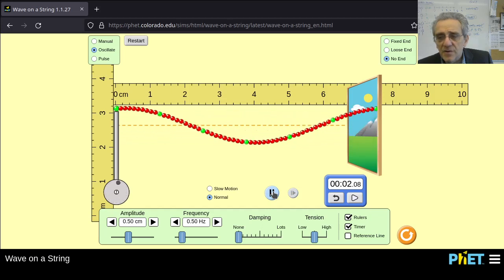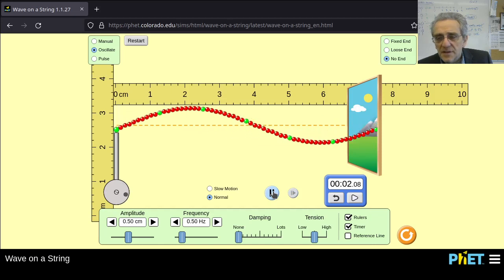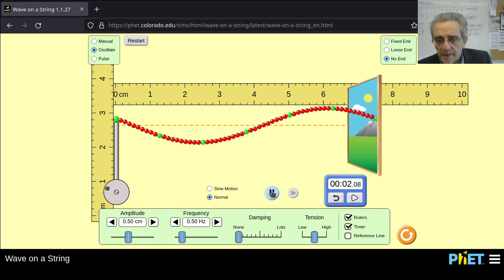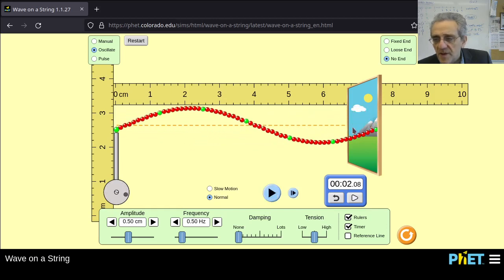And now, let's freeze it again. And you can see there's our full wavelength, and unfortunately it's just past 7. If this is 6, maybe 7 is about here, it's past that. So 3.8 times 2, approximately 7.6, which is exactly where we are.